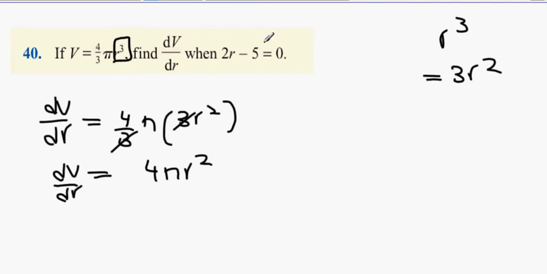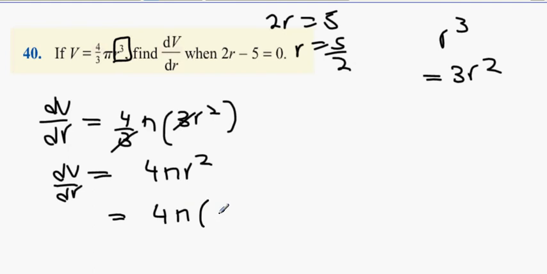Get r on its own. 2r equals 5. R equals 5 over 2. Now it equals 4 pi times 5 over 2 squared. Put that into the calculator. I think we're going to get 25 pi. Okay, moving on.